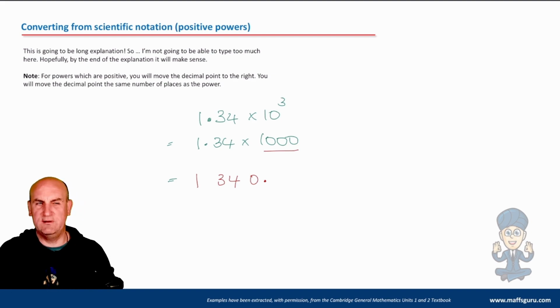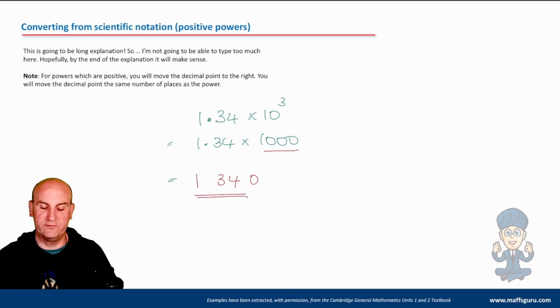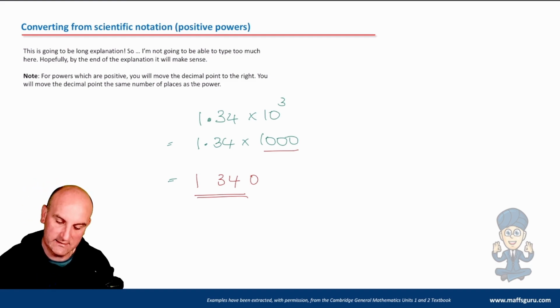Now, obviously, is there anything after that decimal point? Well, yes, there's a load of zeros, but we know that when the decimal point's at the end of the number, we don't need to write it. And so I have now converted 1.34 times 10 to the floaty 3 into 1340. Let's do another one. I like this.